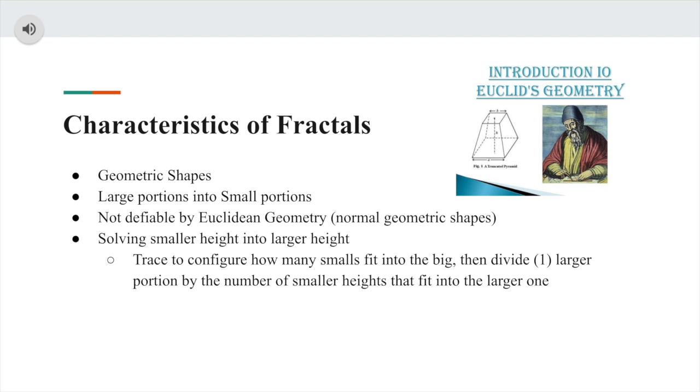Fractals carry a few unique characteristics that make them significant in the math world. With fractals presumably being geometric shapes, they are not definable by Euclidean geometry, which is considered normal geometric shapes. Fractals are quite simple when looking at images, objects, and nature. To be able to solve the height of a smaller object to a larger object, all we do is simply trace a smaller object, then divide 1 by the number of small traces that fit into the larger one. I want you all to begin to imagine a head of broccoli. We'll get back to that in a few slides.